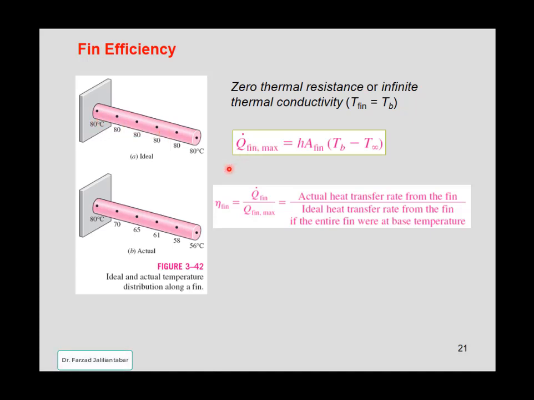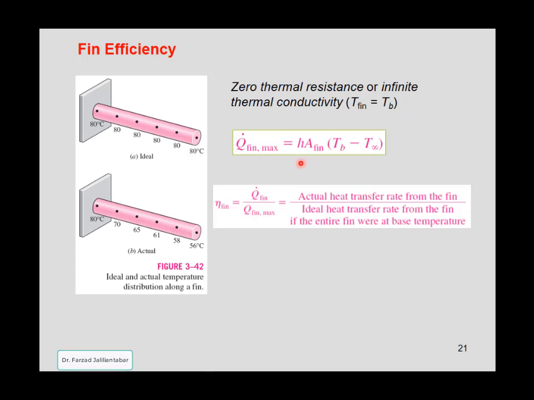Then the rate of heat transfer for this fin will be the maximum rate of heat transfer, and we can write this equation for this ideal fin. The maximum rate of heat transfer, Q dot fin max, is equal to h A fin, the area of heat transfer of the fin, times TB minus T infinity, Newton's law for the convection.